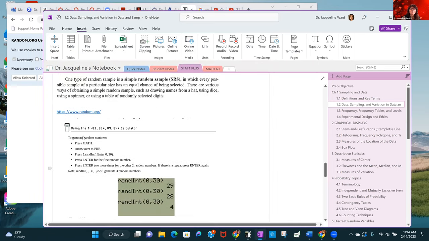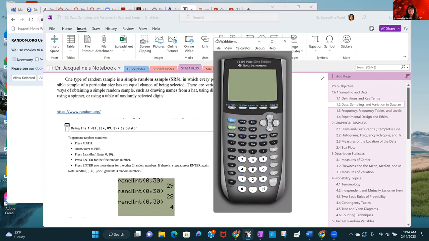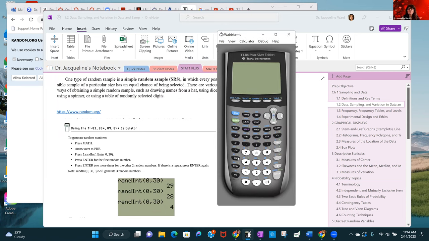And then also, using a TI-83 or 84 calculator, and I have one here, here are steps to generate a random integer. So press the math button. And I know some of you have loaned calculators, some of you bought calculators, some of you just have calculators. You don't need them, okay? I'm just showing you how powerful it is to have a handheld calculator.